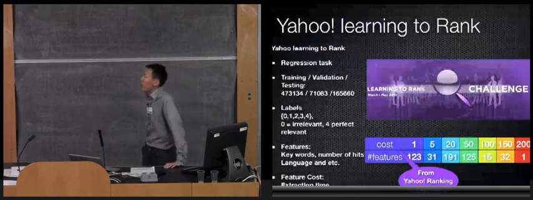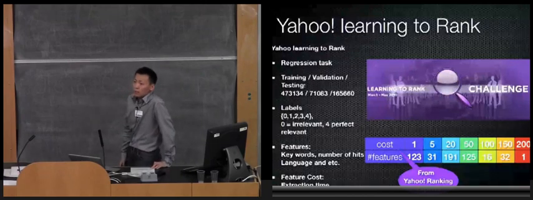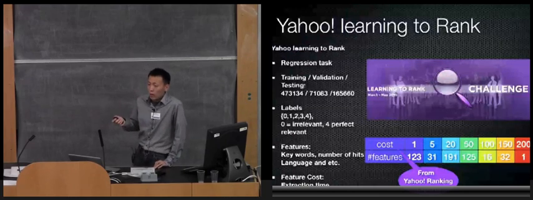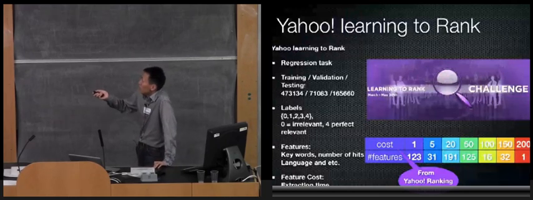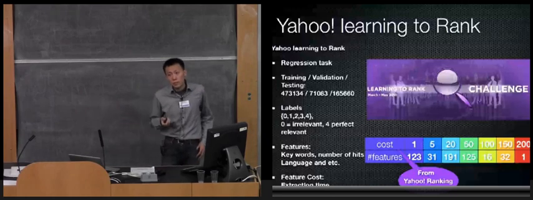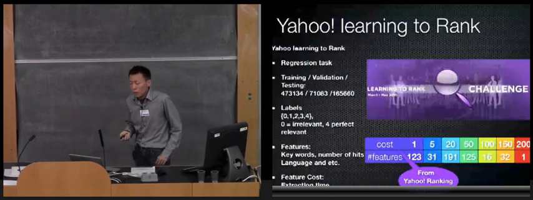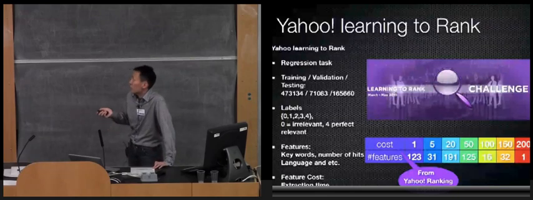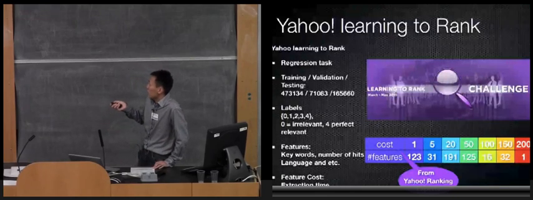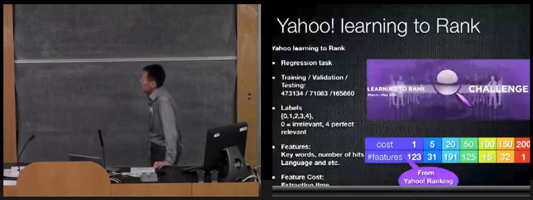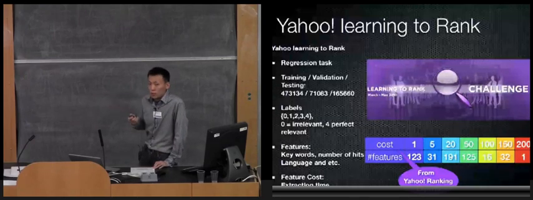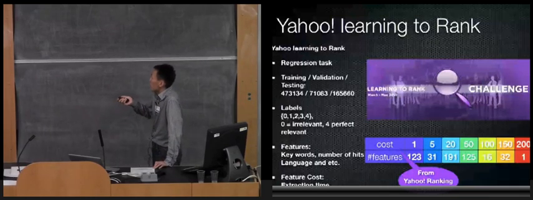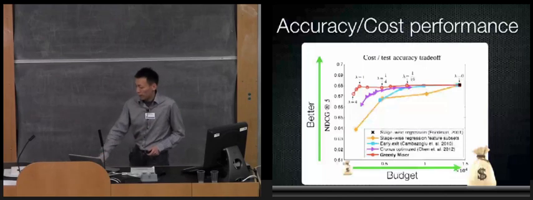We first test our algorithm on the Yahoo Learning to Rank dataset. The dataset contains query and result pairs. The labels are from 0 to 4. 0 means the resulting web page is totally irrelevant to the query. 4 means the resulting web page is a perfect match to the query. And features are keywords, number of hits, etc. The feature cost is basically the extraction time for that feature. And we obtained all this feature extraction time from Yahoo ranking experts.